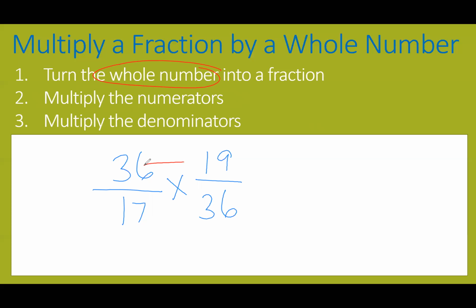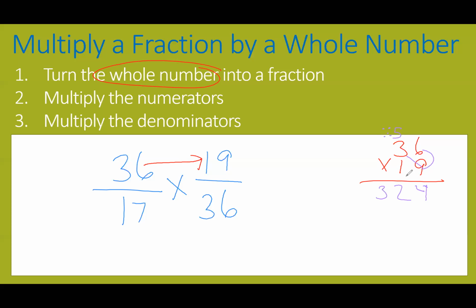Okay, 36 times 19. Well, let's do it here. Okay, I know that 9 times 6 is 54. Regroup. 9 times 3, well, what is 9 times 3? I know 10 times 3 is 30, so it'll be 29, 28, 27. 9 times 3 is 27. 27 plus 5 is 32.